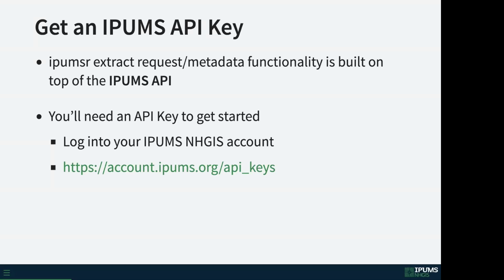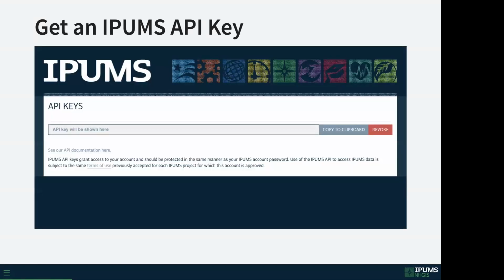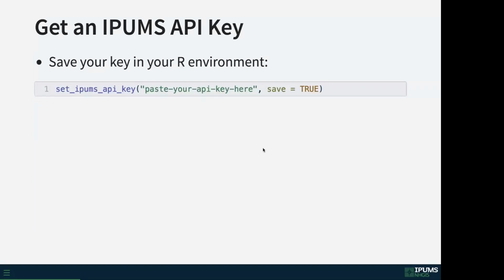I assume that most of you probably already have an NHGIS account. Once you have an account, you can go to this link that I've listed here, and that should send you to this page, which is the API key page. What you'll see here is a long string of digits. That's your key. What I suggest is to click this copy to clipboard button, go back to your R session, put your key right in here and run this set IPUMS API key function. What this is going to do is save your key in your R environment for use across R sessions.